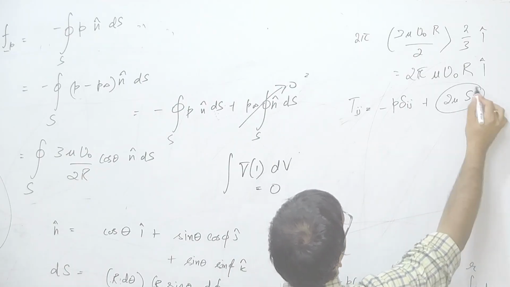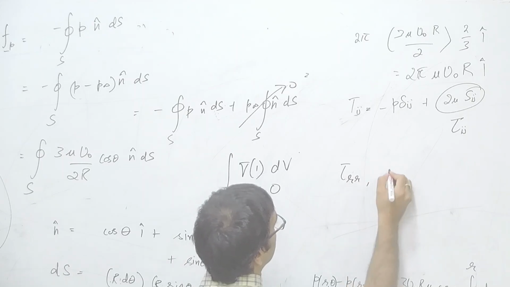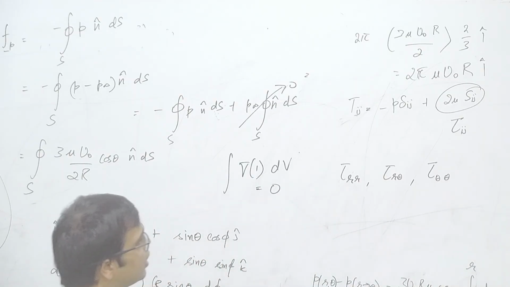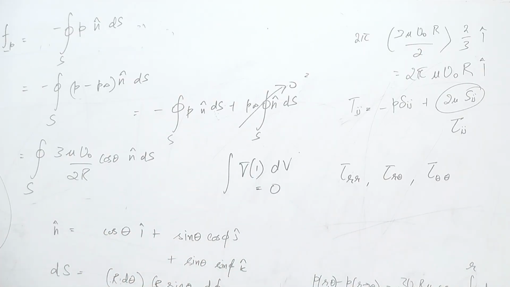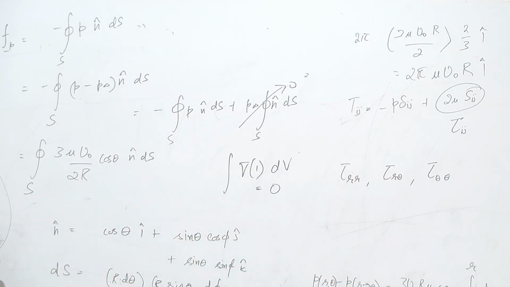So this I am going to write as small tau ij, and I need tau rr, tau r theta, tau theta theta. Basically this is a 3-dimensional problem, so there are tau r phi, tau theta phi, tau phi phi, and all of those as well. But we know that the flow is axisymmetric, so there is no variation of the flow in the phi direction. If you look at the definitions of these stress tensors in spherical coordinates, you will see that those are 0.